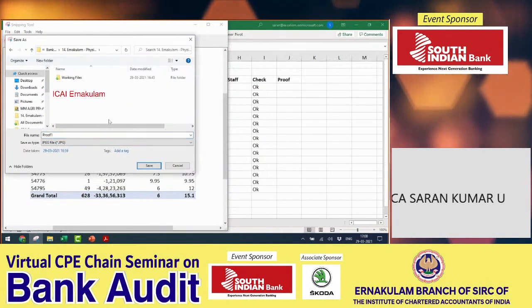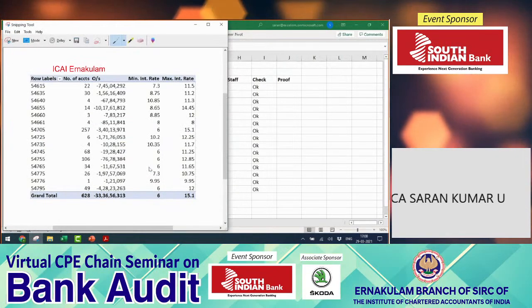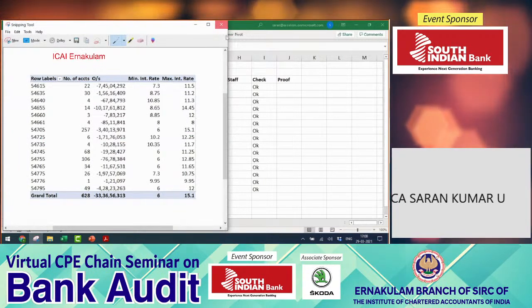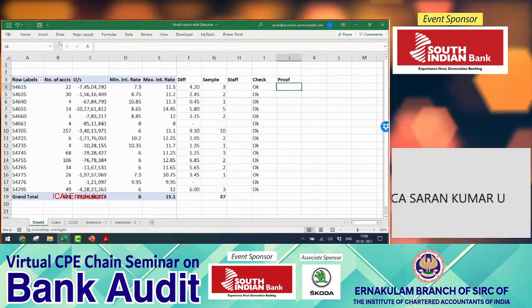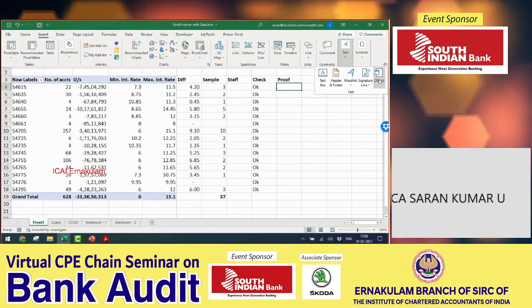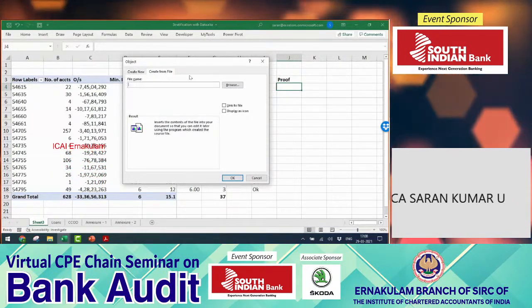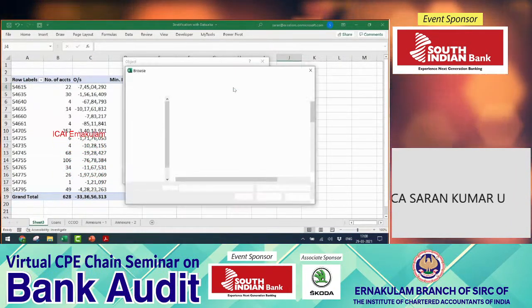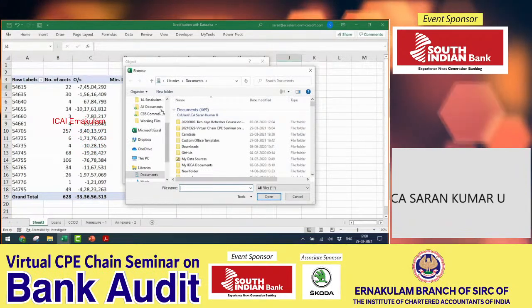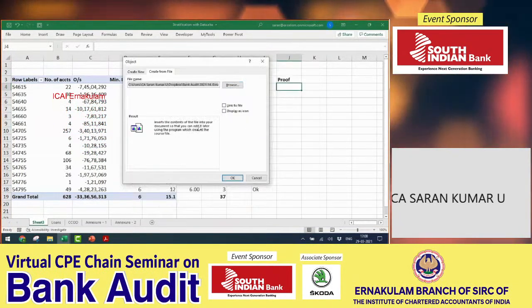I can go to the folder, and let me keep it here as Proof 1. Click save. Now what I'm going to do, I'll ask my staff to keep the cursor here, go to Insert, go to Object, click, then go to Create from File. Go to Browse. You can go to the Ernakulam branch where Proof 1 is there, double click.